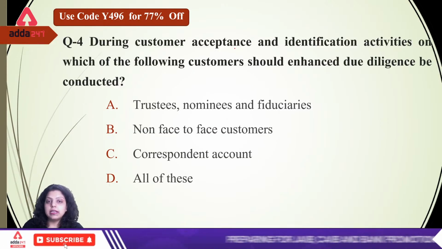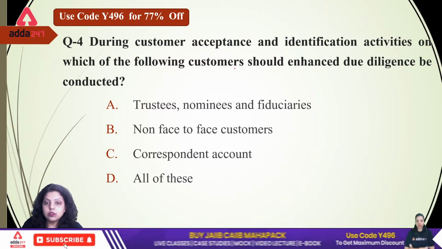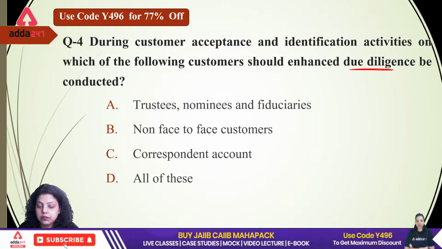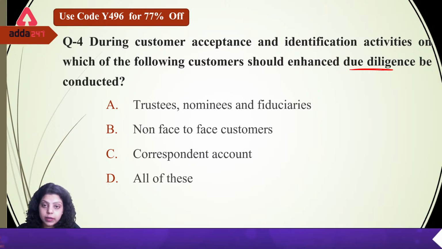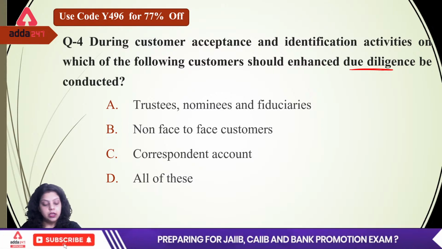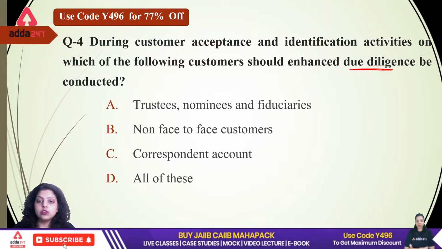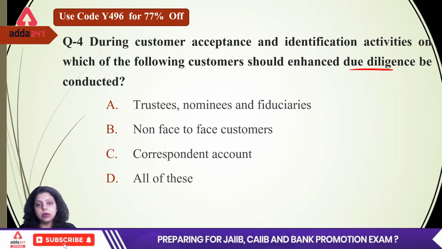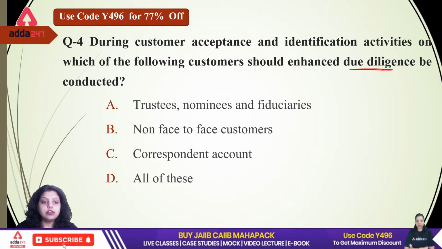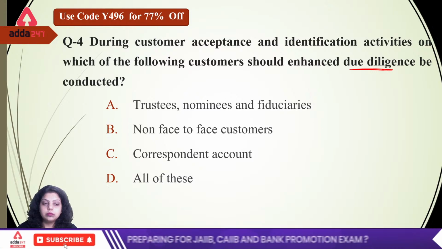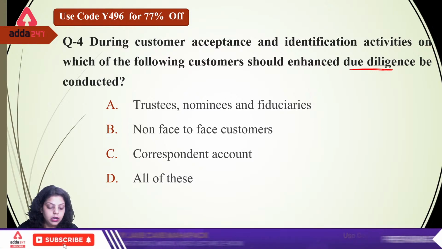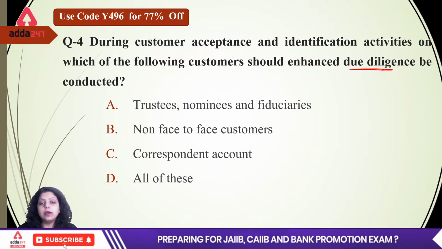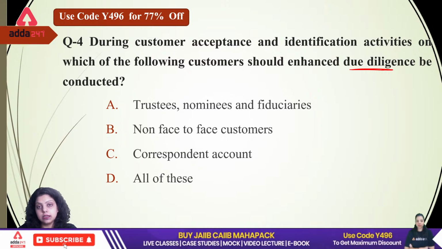Now next question is, during customer acceptance and identification activities, on which of the following customers should enhanced due diligence be conducted? The question is asking that during the customer acceptance and identification activity performed by the financial institution, on which of the following customers does enhanced due diligence have to be conducted? Is it trustee, nominee and fiduciaries? Is it non-face-to-face customer? Is it correspondent account? Is it all of the above? So which of the following is true? A, B, C or D? During the customer acceptance and identification activity performed by the financial institution, on which of the following customers should enhanced due diligence be conducted?